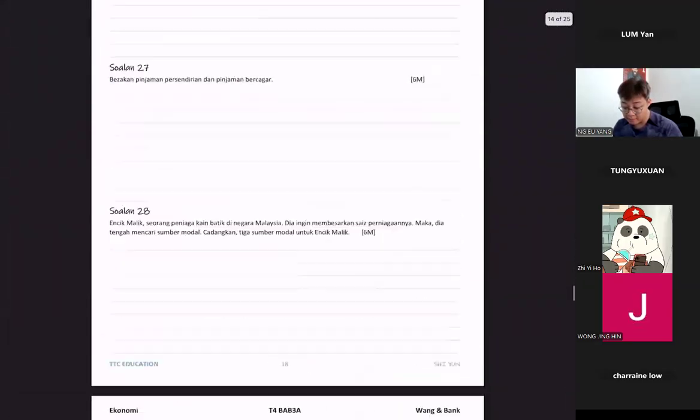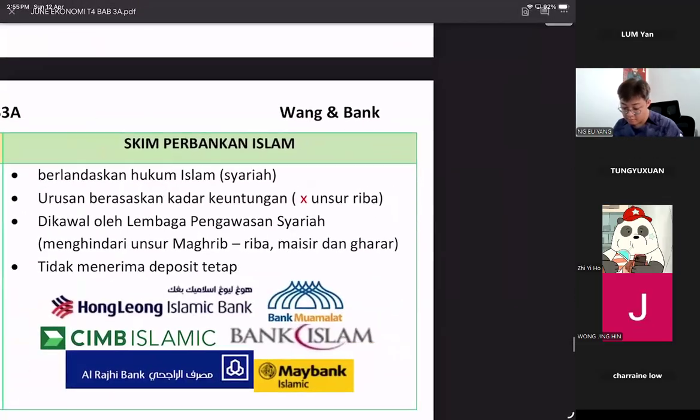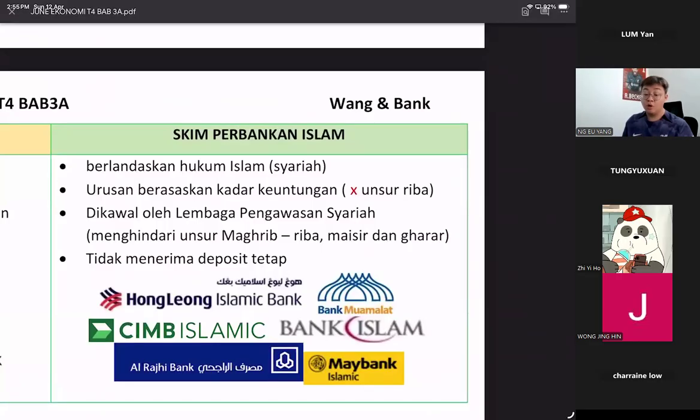Bank Islam. So look at the second sentence. Urusan for scheme perbankan Islam cross off tidak berunsur riba.